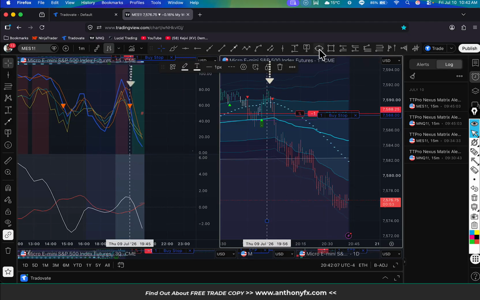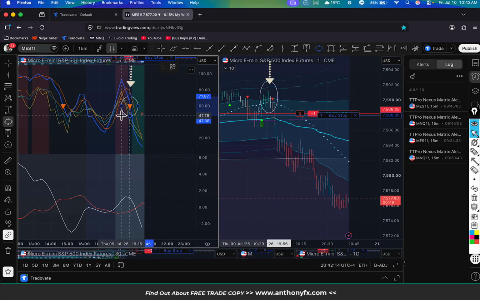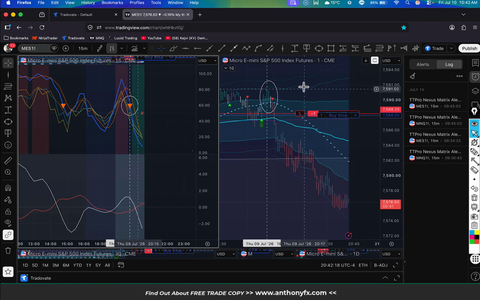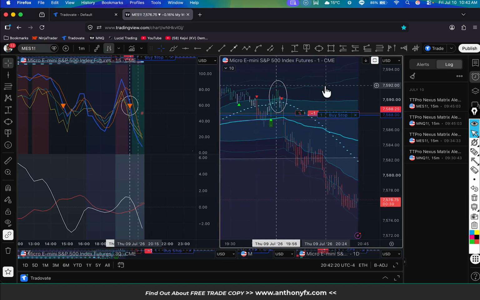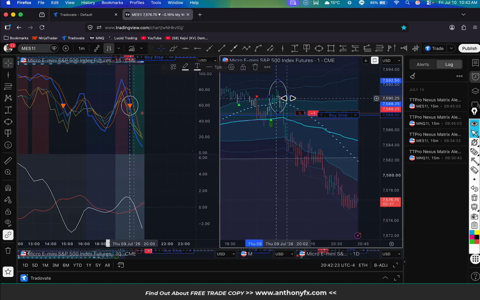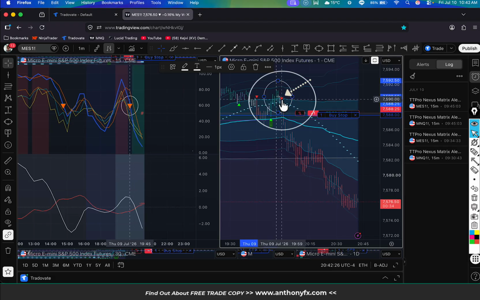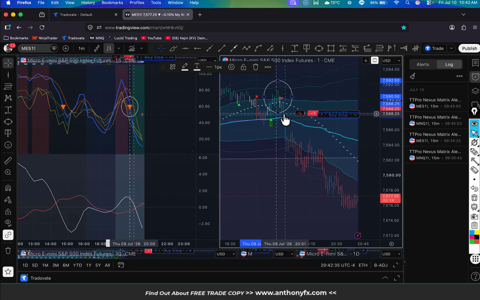So this here is the point in which this down triangle fired on the Nexus Scalper on the 15-minute chart. So I'm executing a trade on the 1M. Now, I don't take the trade until I see this first red signal kick in here and red candle. I got it on the second red candle there. So that was my entry short.